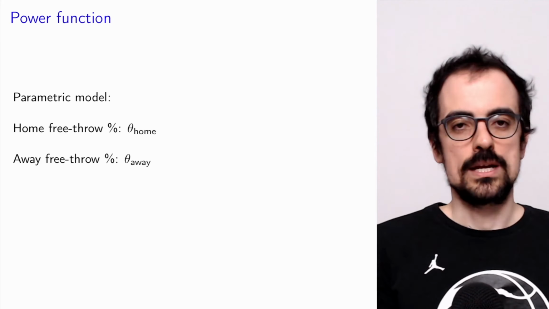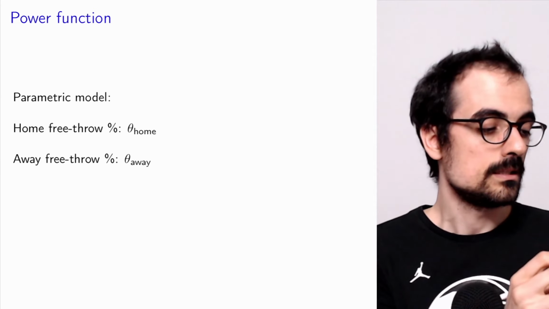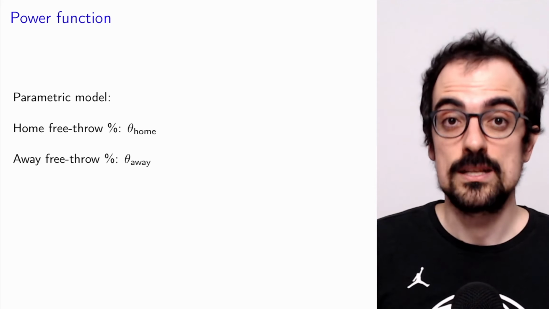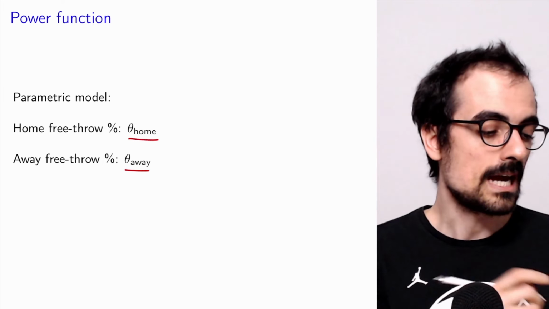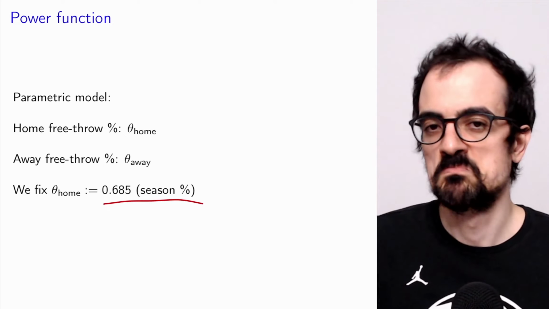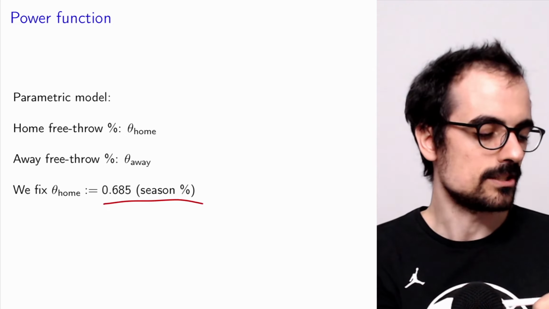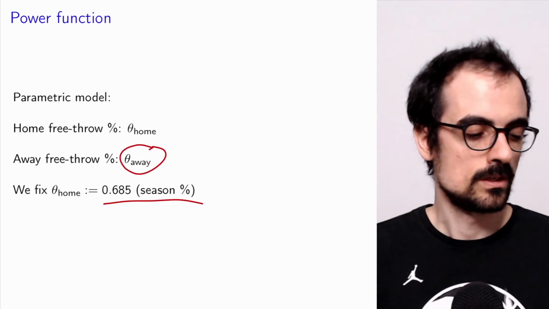Okay, so in order to visualize the power function, we're going to assume that the free throws actually follow a parametric model, where there's a certain percentage at home and a percentage away, and we're going to set the percentage at home to be his season percentage, just to make things simple so that we can visualize a function that only depends on the free throw percentage away.